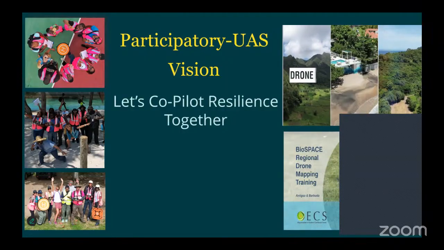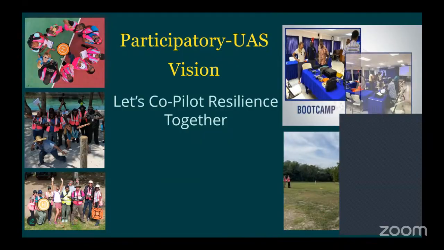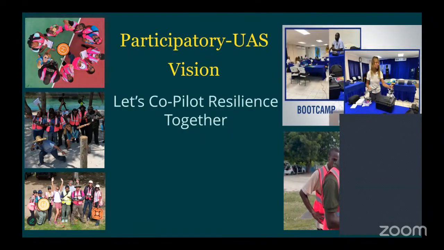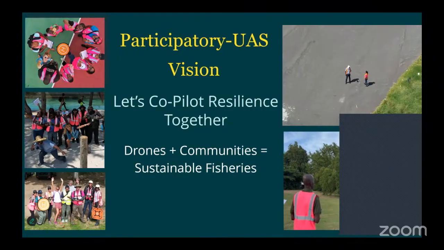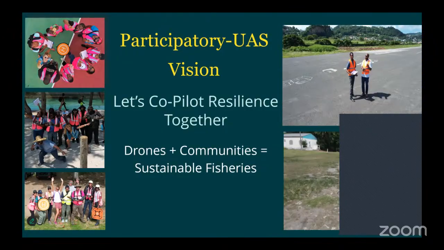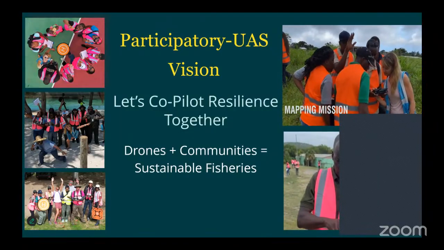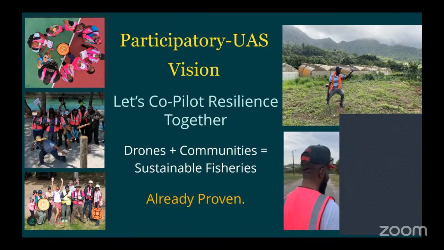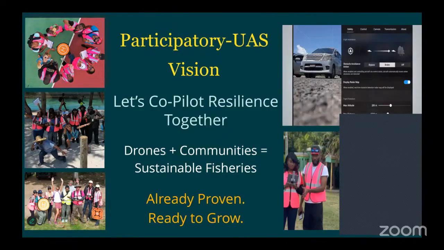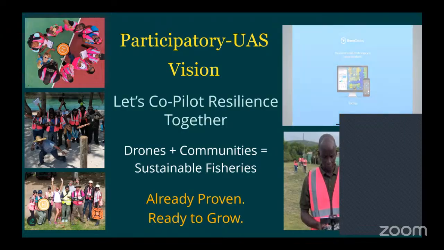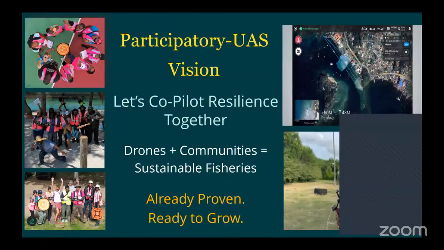So, in conclusion, drones are so much more than a cool gadget. They represent a practical innovation to advance an ecosystem approach to fisheries. By providing better environmental data, engaging communities, and enhancing management effectiveness, drone technology addresses both ecological and human dimensions of fisheries sustainability. These case studies from around the region and beyond show that this is not theoretical. It's already happening with impressive results. So together, let's advance EAF with drones and ensure our fisheries are sustainable and resilient for generations to come.